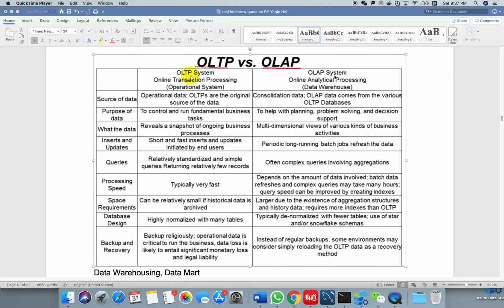OLAP is online analytical processing, just like the data warehouse. Usually it uses historical data to do some analysis jobs. So OLAP helps us with planning, problem solving, and decision support. So it usually uses multi-dimensional views of various kinds of business activities and uses complex SQL queries and usually aggregation functions.